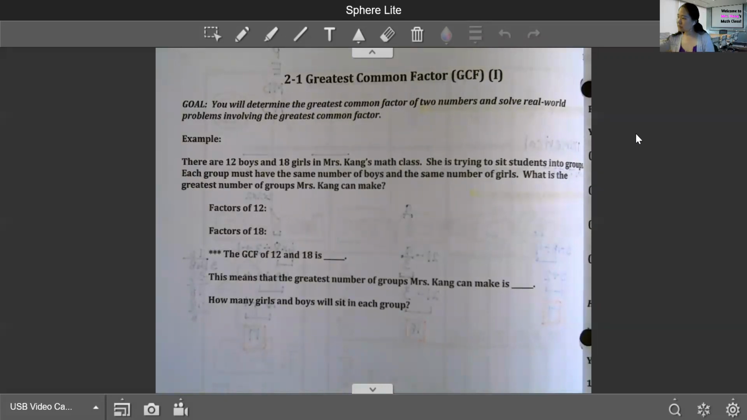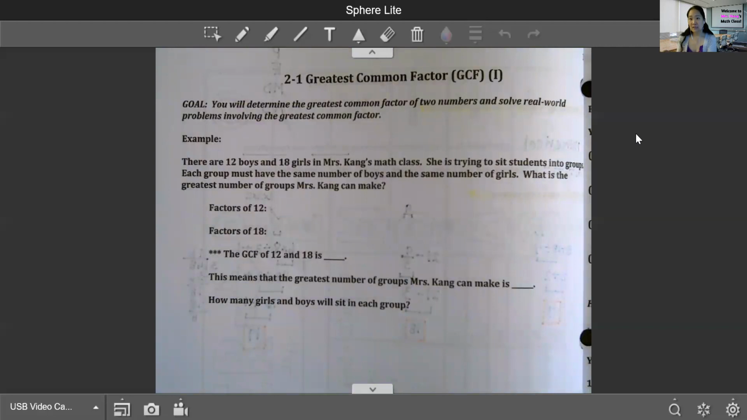So our goal, if you read here, is that you will determine the greatest common factor of two numbers and solve real-world problems involving the greatest common factor. There are more than two ways to find it, but we're going to go over two different ways.